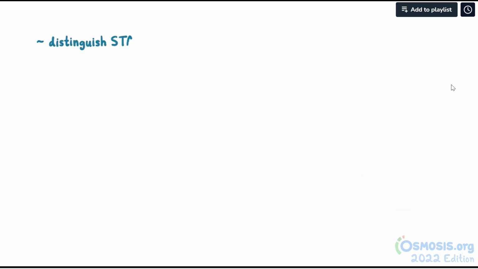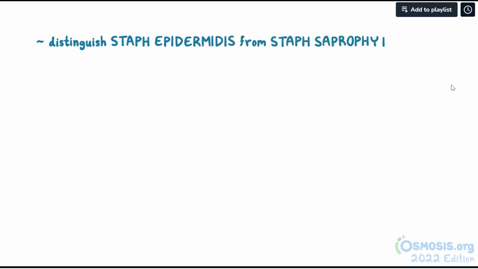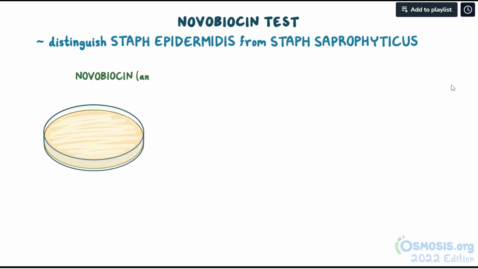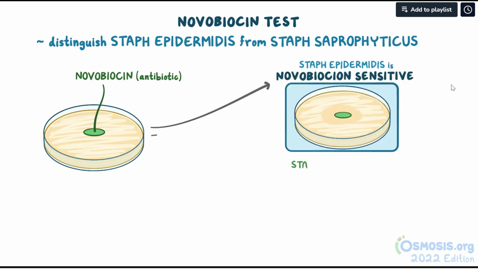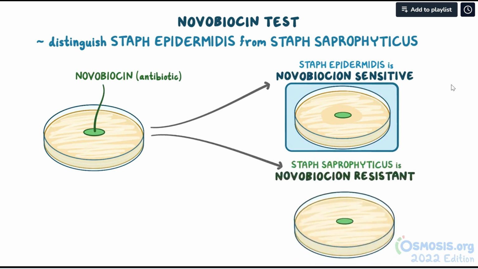Finally, to distinguish Staph epidermidis from Staph saprophyticus, the novobiocin test is done. This is when a disc imbued with novobiocin, an antibiotic, is added to the culture. Staph epidermidis is novobiocin sensitive, so the colonies will die off, whereas Staph saprophyticus is novobiocin resistant, so the colonies remain intact.